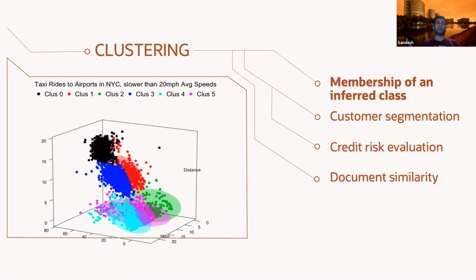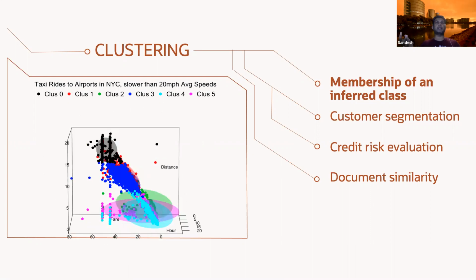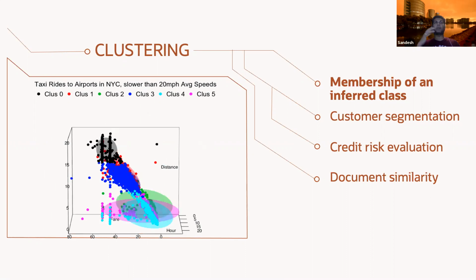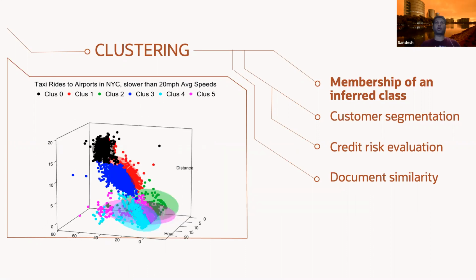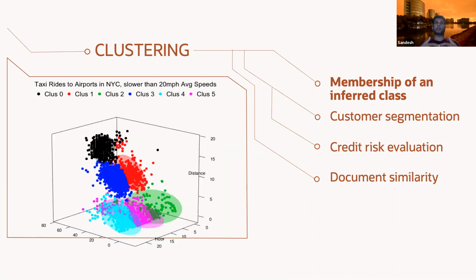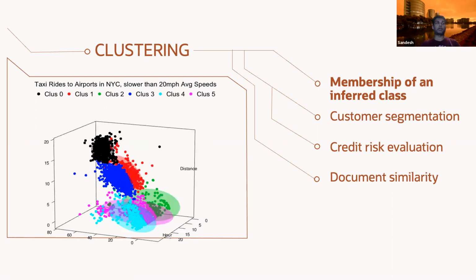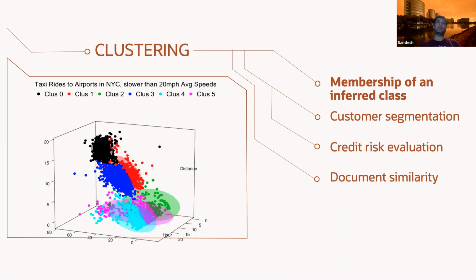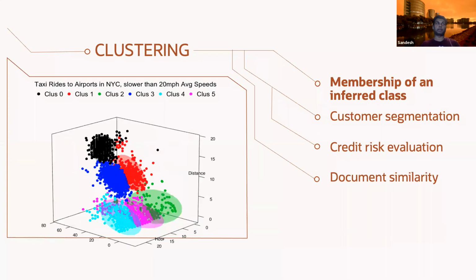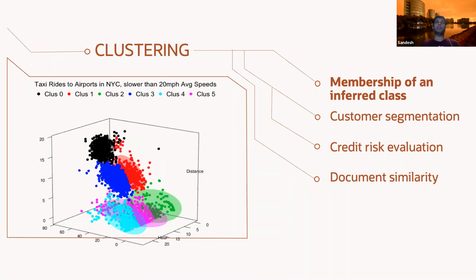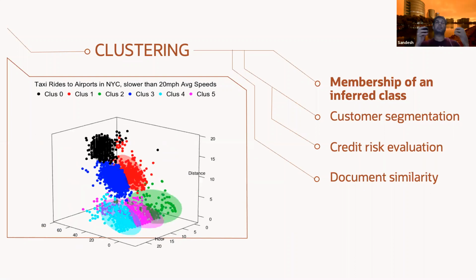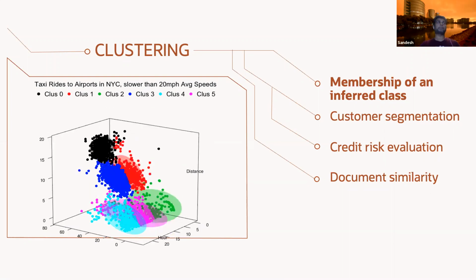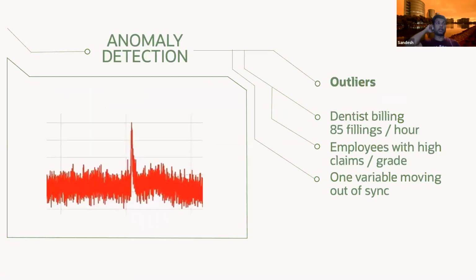Document similarity. So I'm trying to look for summaries of a particular book, and I'm trying to figure out who the other people are that read this kind of book. So it's a mix of not just the book, but the kind of influence around you in terms of people who read that kind of book. That's document similarity combined with graphs as another example, right? So clustering is an extremely powerful way to find membership of an inferred class, and is the third subcategory. Fourth one, anomaly detection.